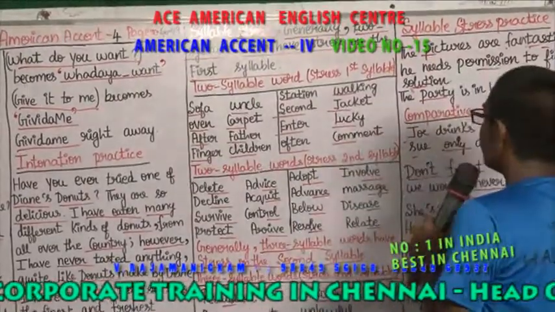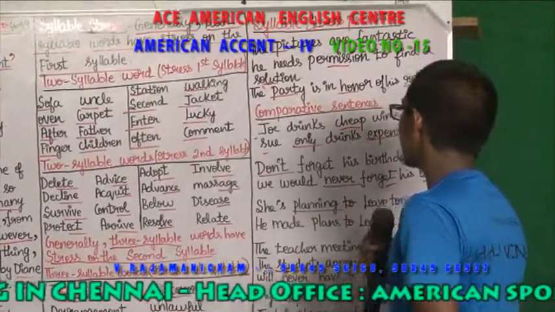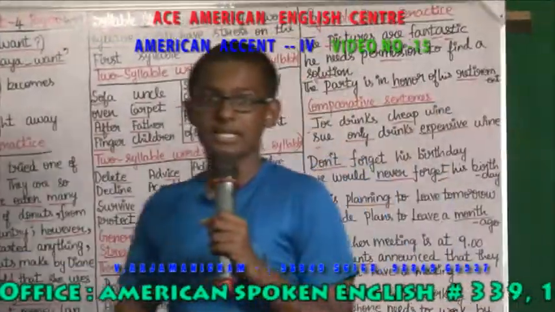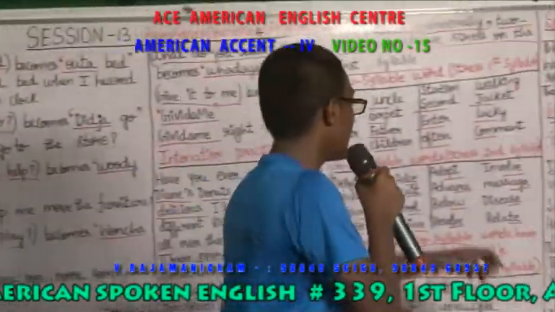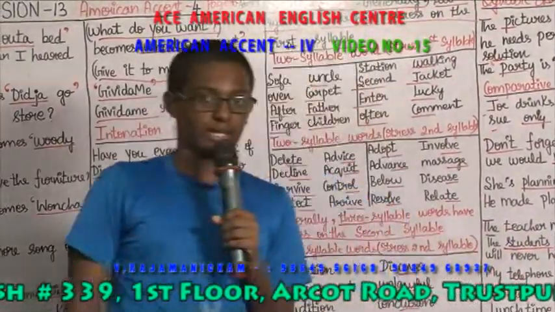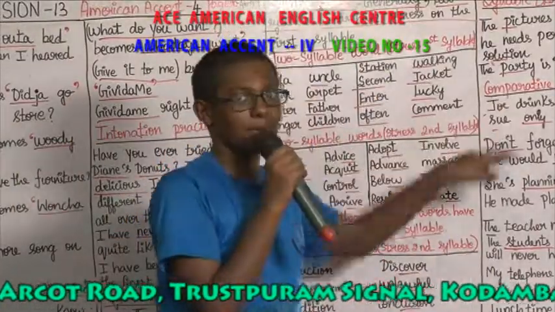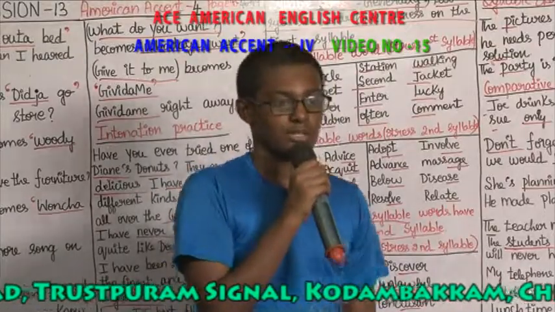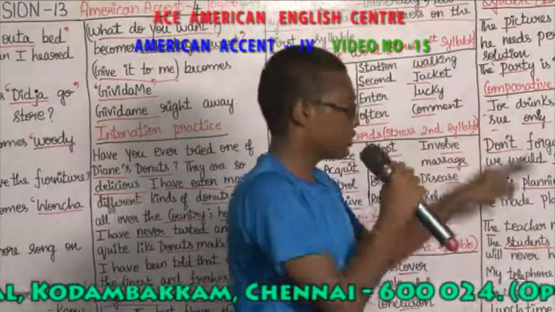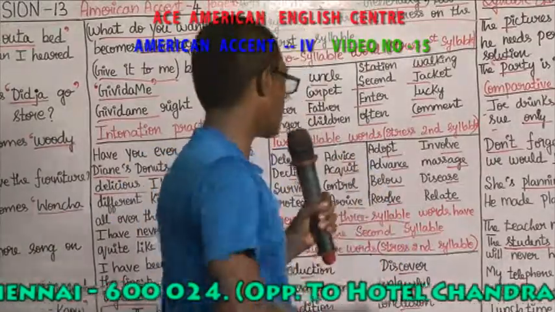And the next is comparative sentences. Comparative sentences means: Joe drinks cheap wine. Sue only drinks expensive wine. It is comparing to the first. The first two lines compare the difference between two persons, where one person drinks cheap wine, as Joe does, and Sue drinks the costliest wine. And there are many more.